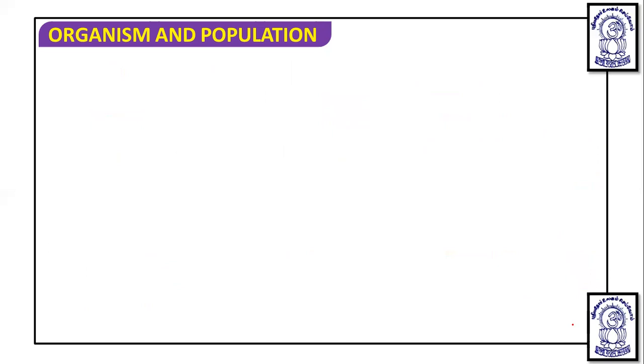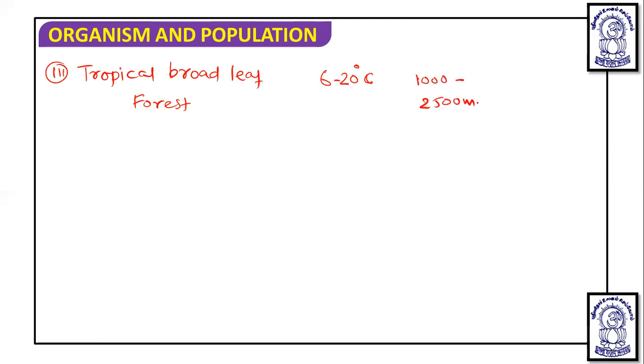After this, the third major biome of India, if we talk, is the tropical broadleaf forest. And the mean annual temperature is 6 to 20 degrees Celsius, and the mean annual rainfall is 1000 to 2500 mm. And the species which grow mainly in this region is oak, which is also known as Quercus.